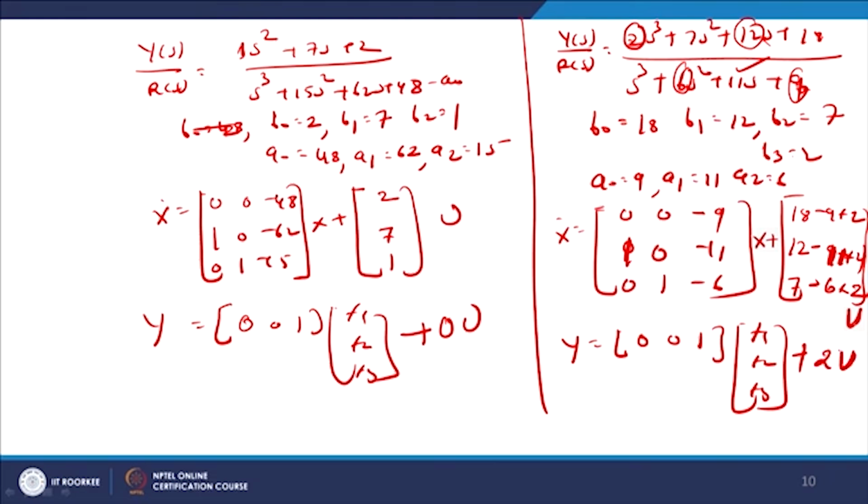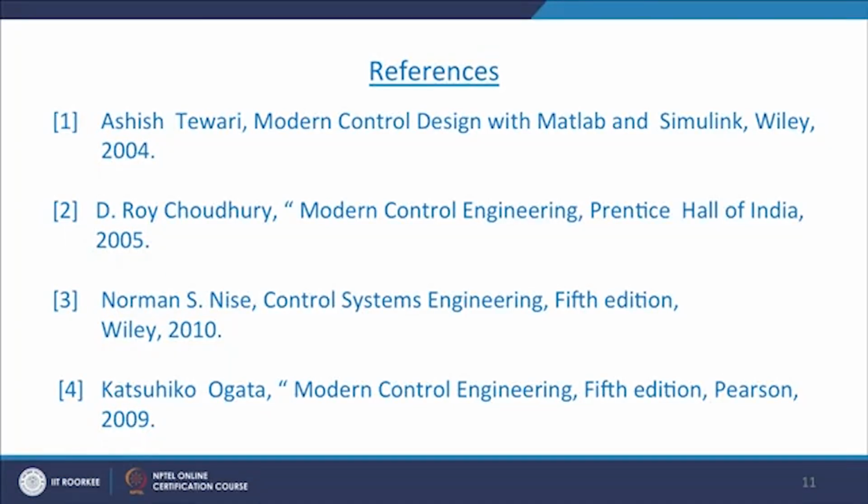So, when the transfer function is proper, there is always a D element, this is the D element, this is the C element. So, D is involved, whereas for a strictly proper transfer function D is zero. So, this is about the various examples which I have taken for observable canonical form. You can also see some references: Ashish Tiwari, Dipak Chaudhary, Norman Nise and Ogata. Thank you.